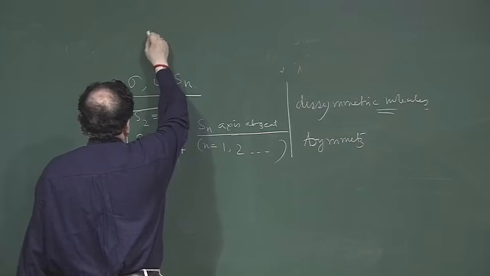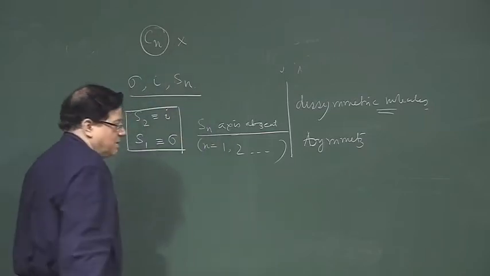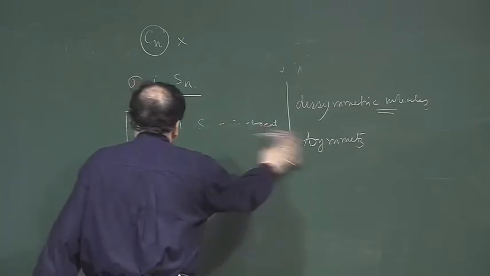So, the Cn axis has nothing to do with chirality. That was very clear on the very first day or the second day. Now, let us do some problems.